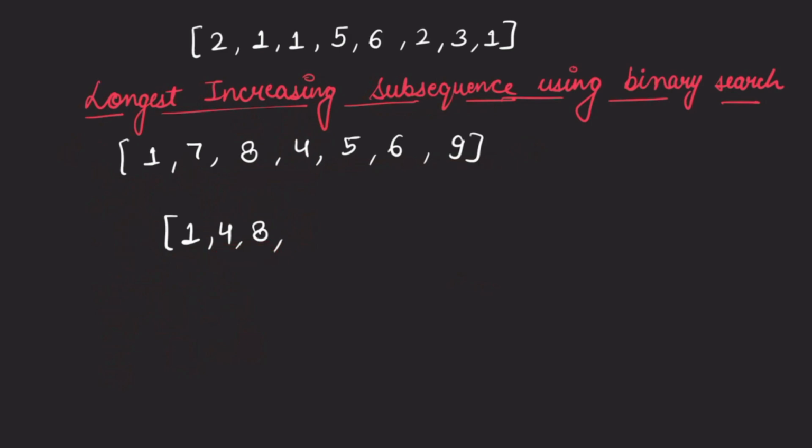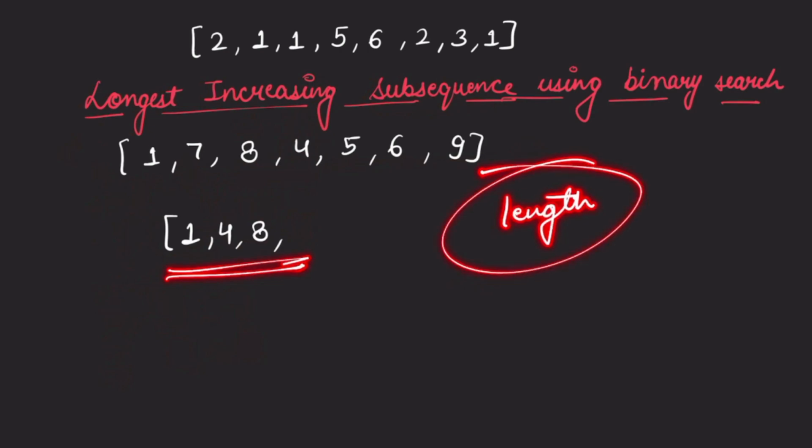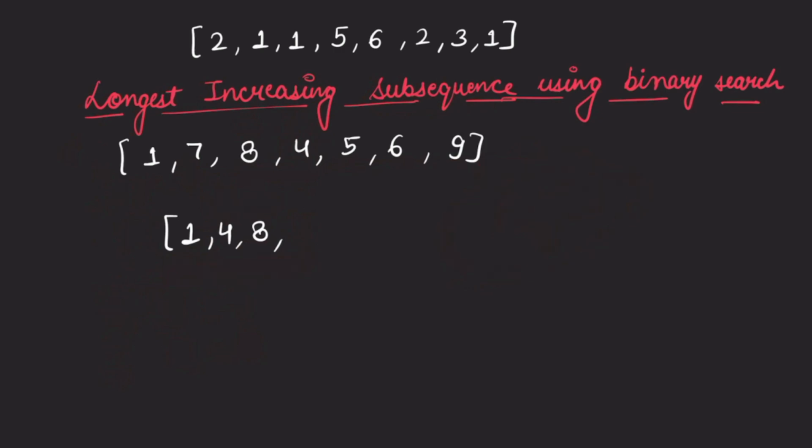But since we are only concerned about the length of our longest subsequence, the order of the elements does not matter to us, right? We are only concerned with the length. That's why we are not focusing on the order of the elements. It's just that we are focusing that they are in increasing order. We are not focusing on the relative order, right?